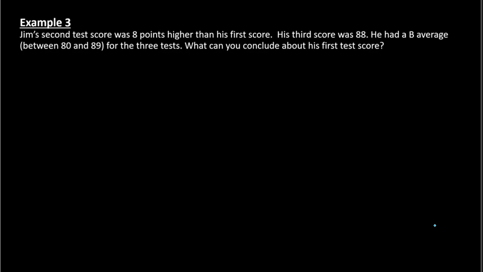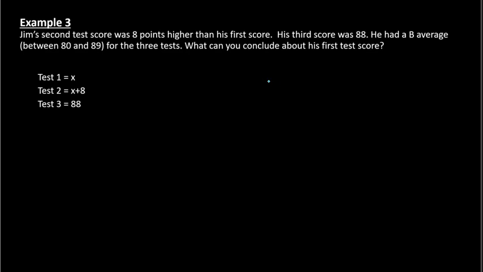All right, so what we have is 3 different tests. Okay, so test 1, test 2, and test 3. We're trying to find his first test score. So test 1 we do not know. We will let that be the letter X. Test 2 is going to be 8 points higher than his first score, so we get X plus 8 for his second test. His third score is given to us as an 88. And so from here, we have set up our different variables, and at this point, we can determine our inequality.